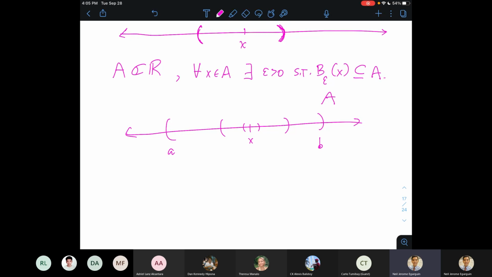And if you can find some for all elements of the set A, then we say that the set A is open. Okay. Closed intervals are not open sets, because if you have a closed interval, meaning the boundaries a and b are included in the set, I can pick the number a. It is in A, but the problem is if I choose any epsilon, however small, that epsilon neighborhood will not be properly contained in A.